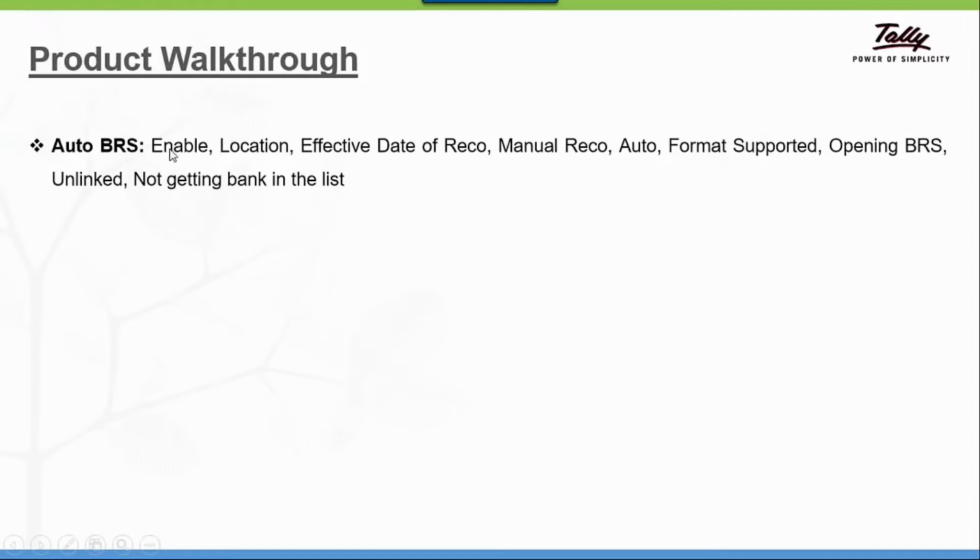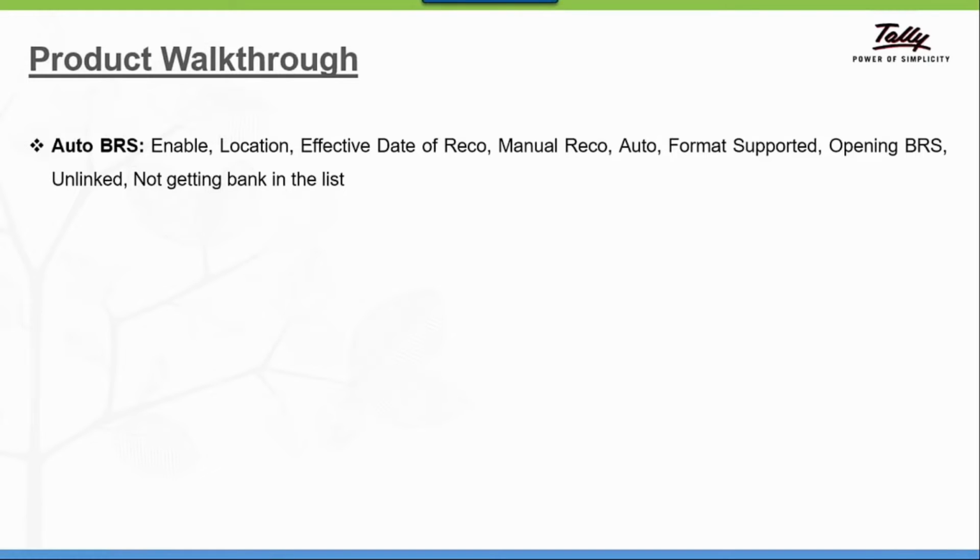In this we saw the enabling of auto bank reconciliation and configuring of location. The effective date of reconciliation will be the book's beginning date, and we also saw how manual reconciliation and auto reconciliation work. Format supported, opening BRS, and unlinked transaction. What is an unlinked transaction, how to reconcile the unlinked transaction, and not getting the bank in the list.